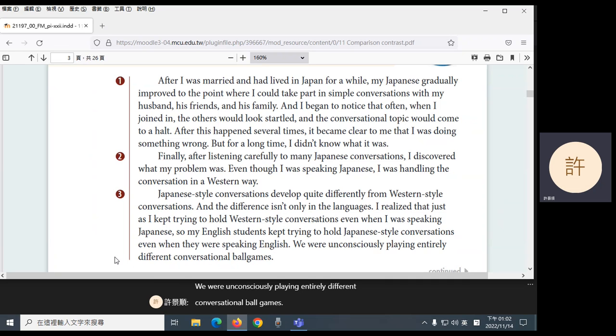Okay, so this is the key image, or I guess key argument of this essay, that you can think of conversation styles like you're playing a ball game. 一种球类运动.